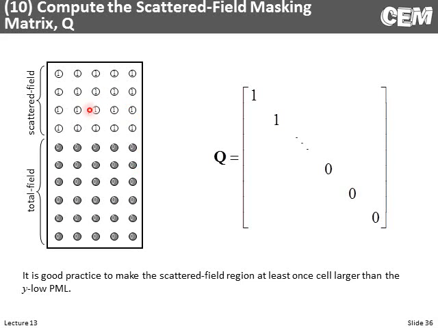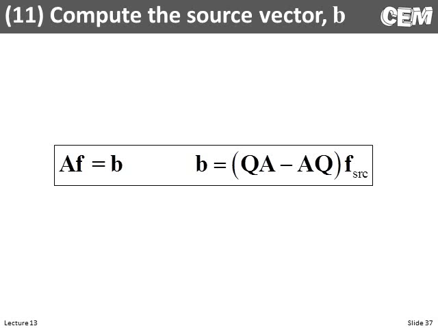Once we have this, we reshape this into a column vector and then insert that 1D array, or that column vector, into the diagonal of a matrix. So the scattered field masking matrix is zeros everywhere except the diagonal, and the positions along the diagonal that correspond to positions in the scattered field will have 1s. Once we have that, we very quickly can calculate our source vector B. It's just Q times A minus A times Q times F source. And once we have B, now we have a big matrix equation that can be solved.